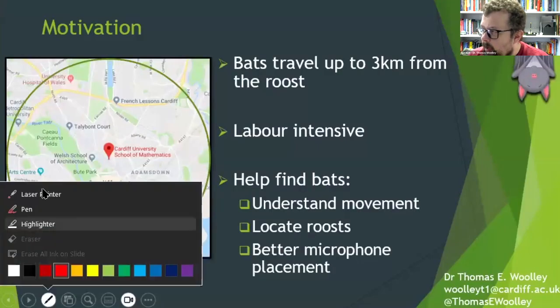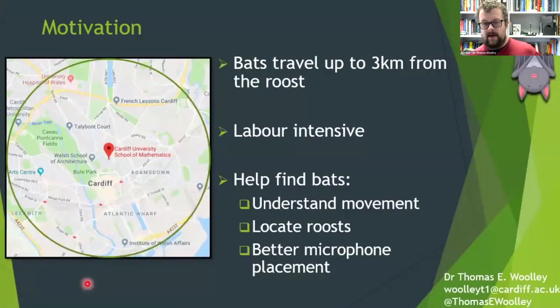Let's carry on. The problem we're looking at is an ecological problem. Bats are small, they're fast, and they fly at night. They're also protected in the UK and many other countries. And trying to find a bat is a very labour-intensive process.